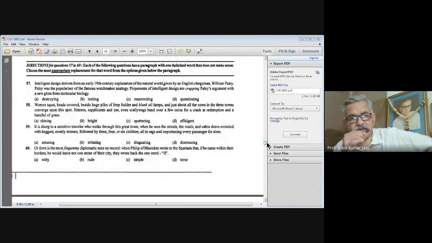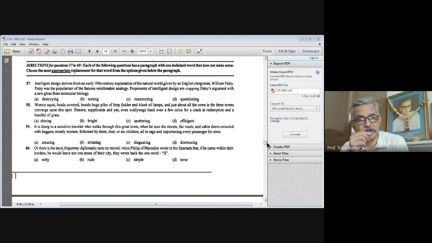57. The correct answer is C. Resurrecting means rebuilding. Questioning means destroying. Testing means again examining. While proponents of intelligent design would like to rebuild the design, would like the Palais to remain popular, and therefore they will try to rebuild it. So resurrecting is the better option.